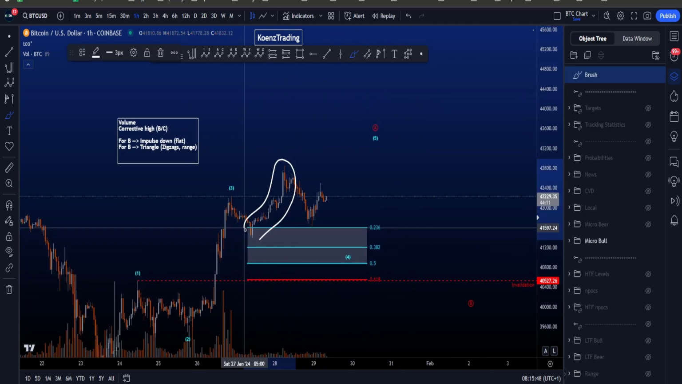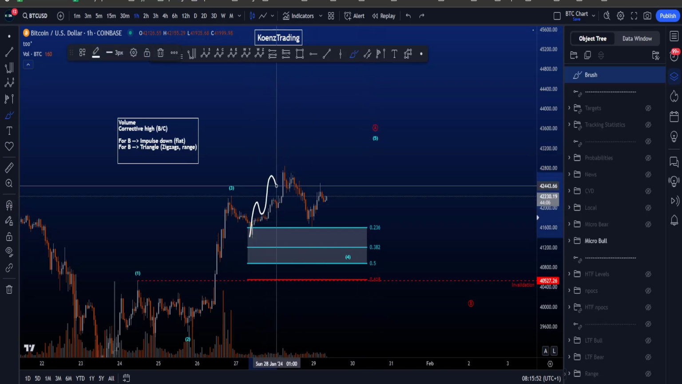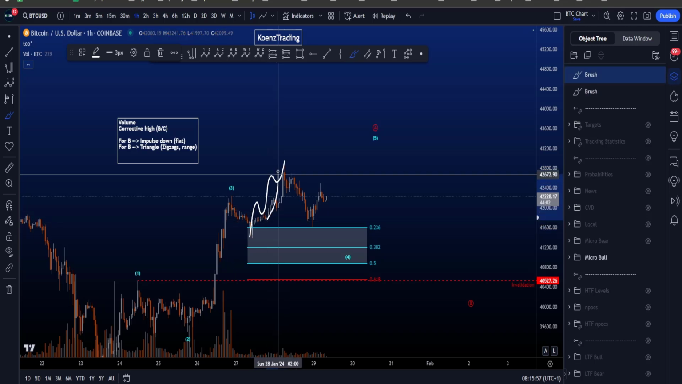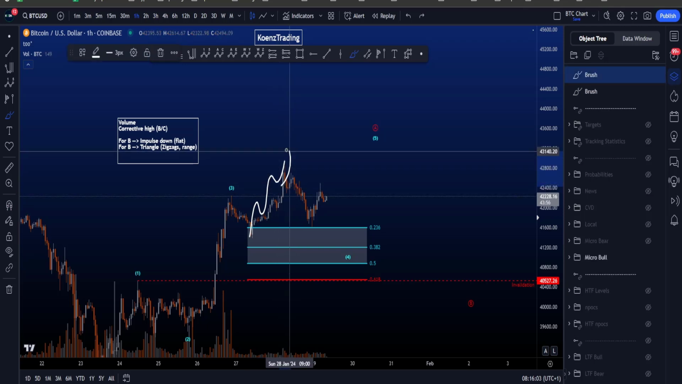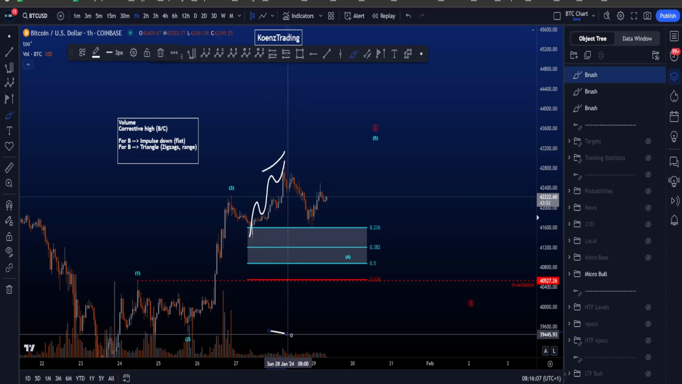If this over here was the end of your wave 5, then even in a wave 5 we want to count a subdegree 5-wave structure, where by far most commonly wave 3 has the highest amount of volume. Then we want to see a wave 4 on lower volume, and then another push to the upside in a wave 5, creating a higher high on lower volume.